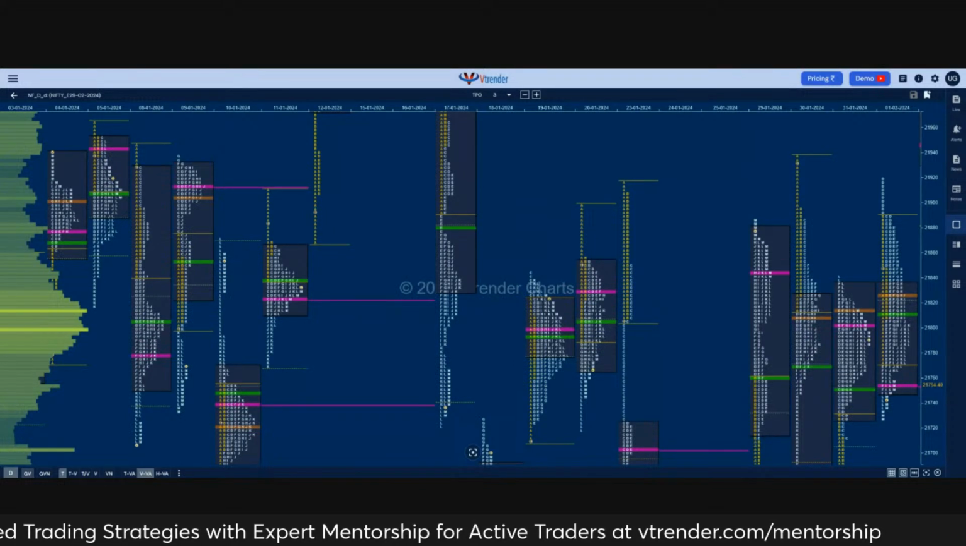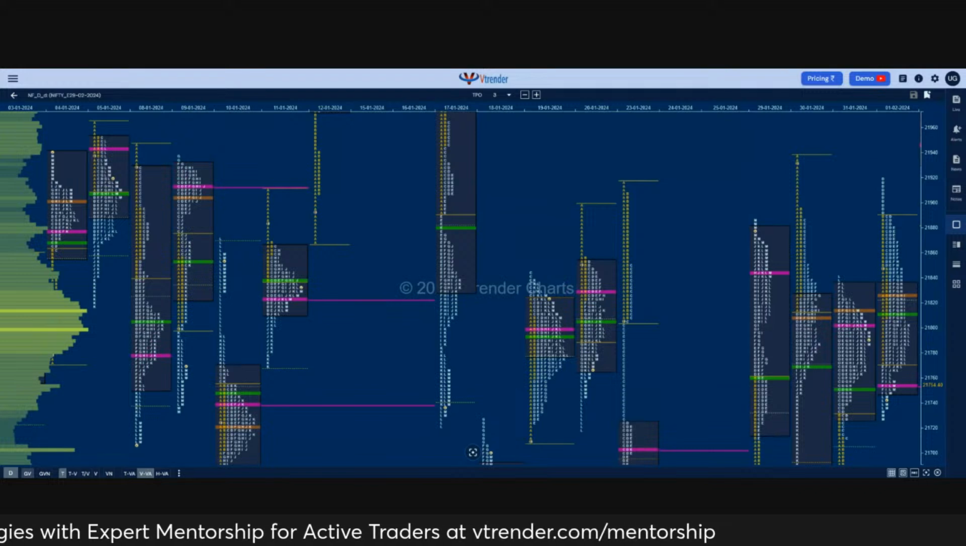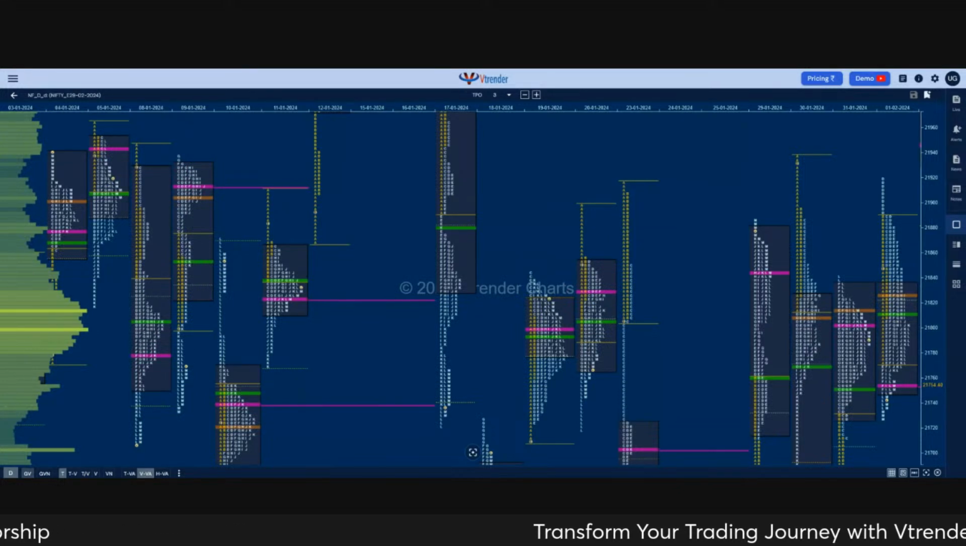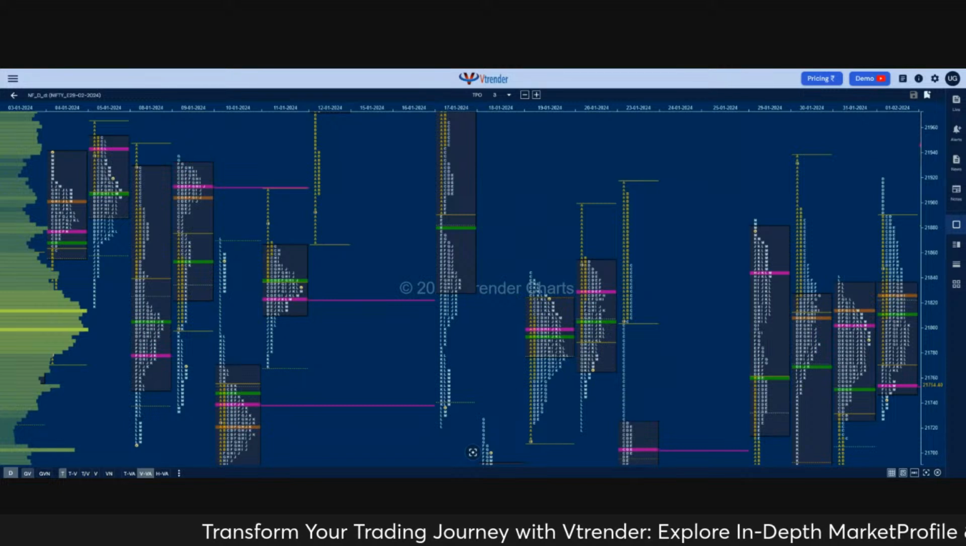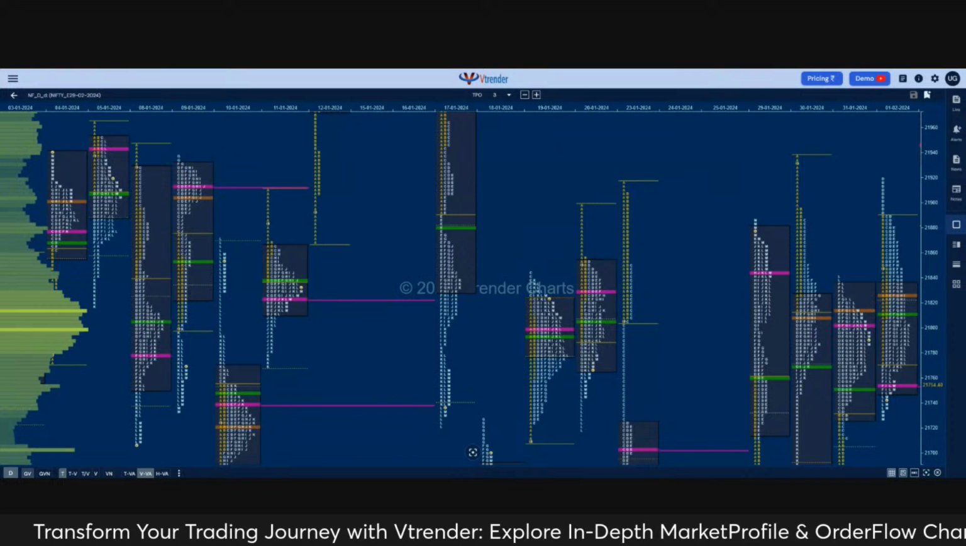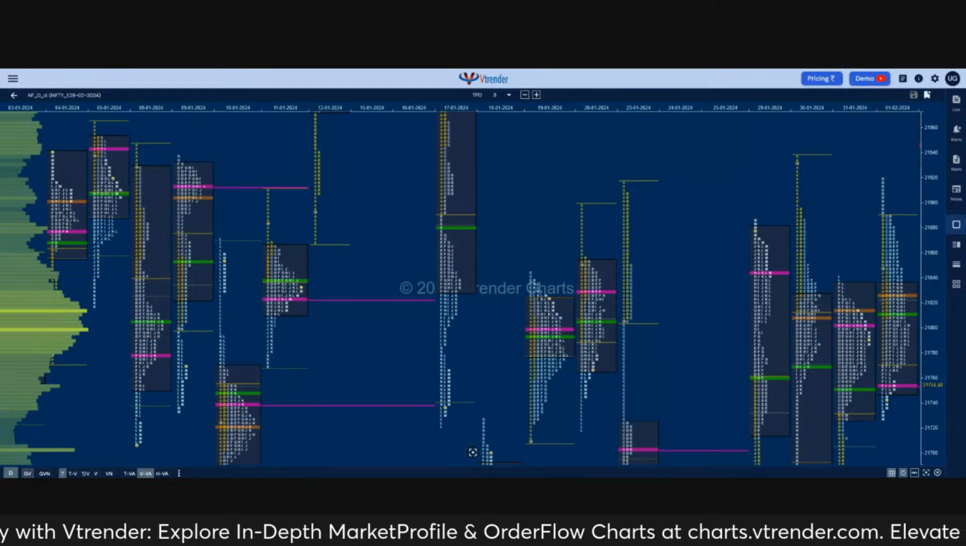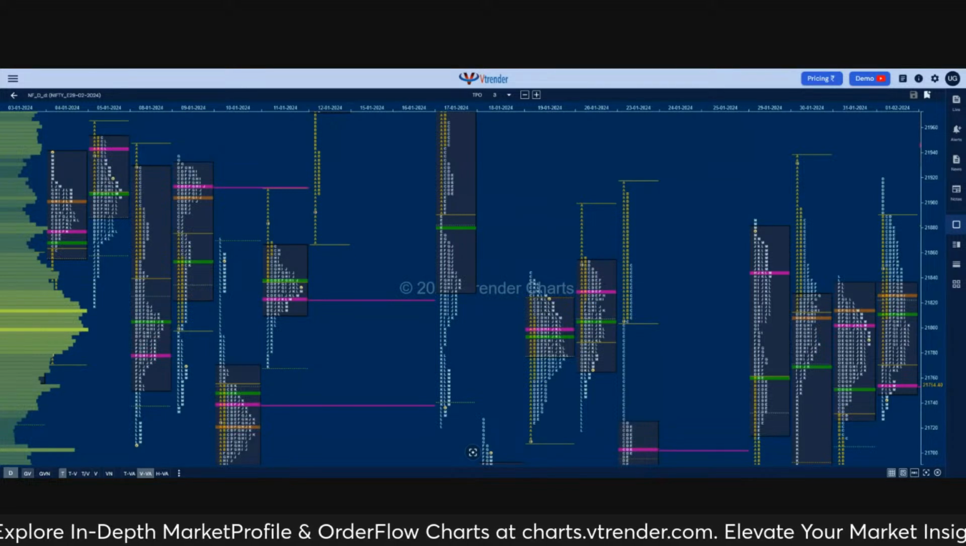In today's session, we will be talking about how to make use of initiative activity. Although you have the market profile chart on screen now, we'll be focusing more on the order flow charts and see how we can identify the initiative activity and take trades.